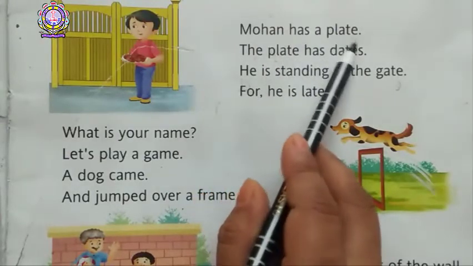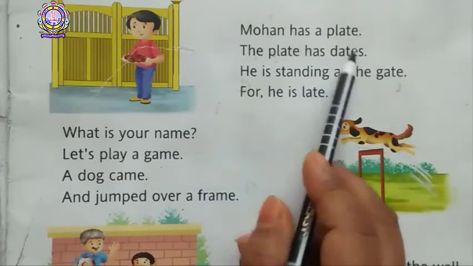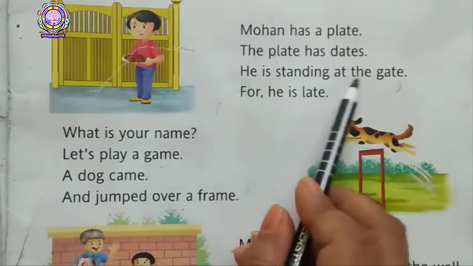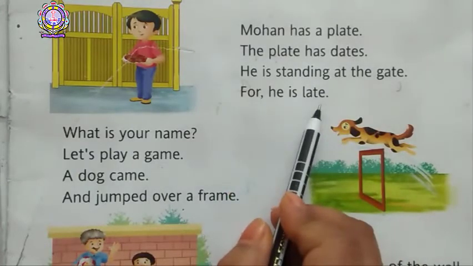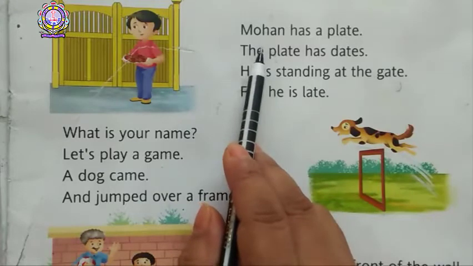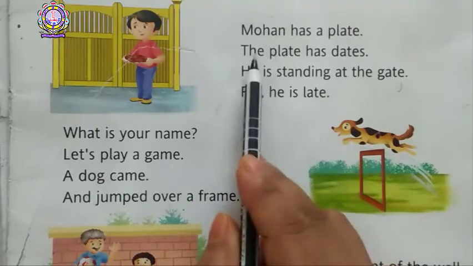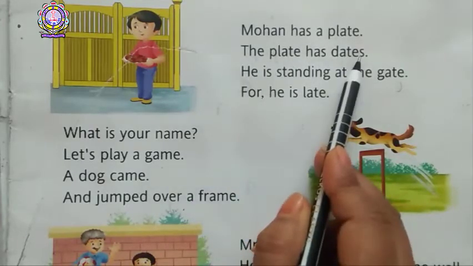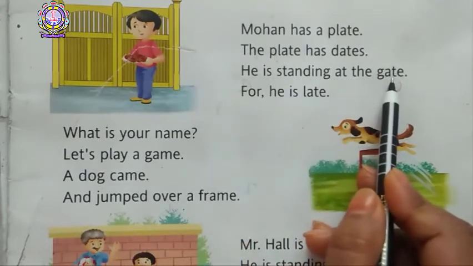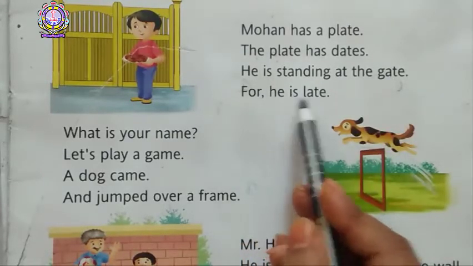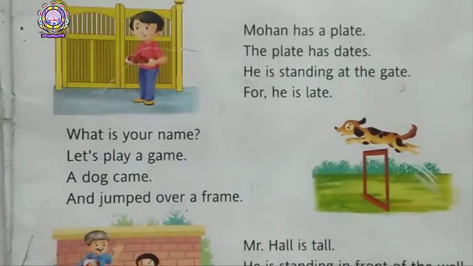Mohan has a plate. The plate has dates. He is standing at the gate, for he is late. Can you read now? Okay, let's read one more time. Mohan has a plate. The plate has dates. He is standing at the gate, for he is late. Okay, now you read. Okay?